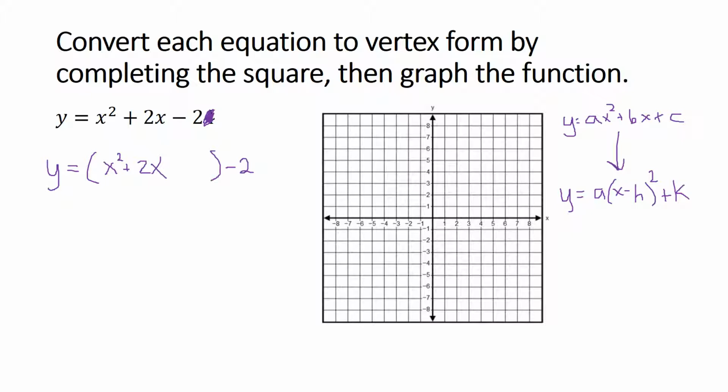The x squared is still in our equation. The 2x is still in our equation. The minus 2 is still in our equation. This is identical to what it was before. I've just put up some parentheses because what we're going to do is we're going to take this section in parentheses and we're going to convert it into a perfect square. This is just like what you were doing on the previous slides.